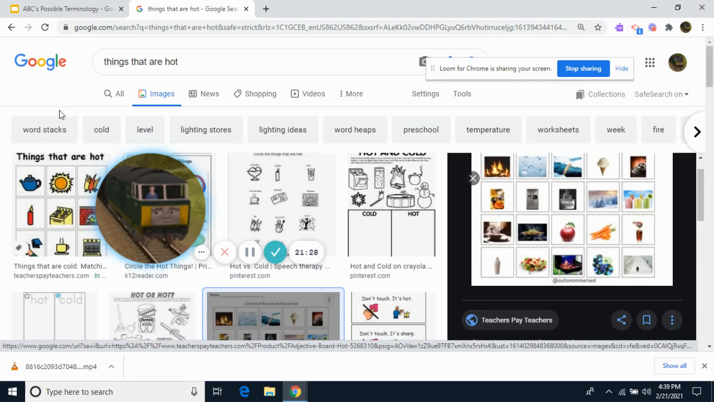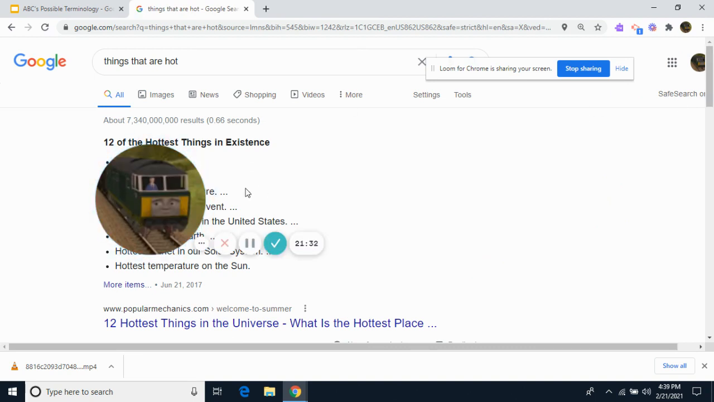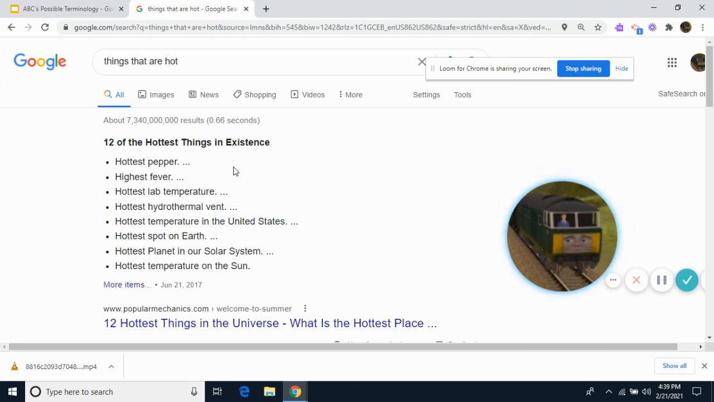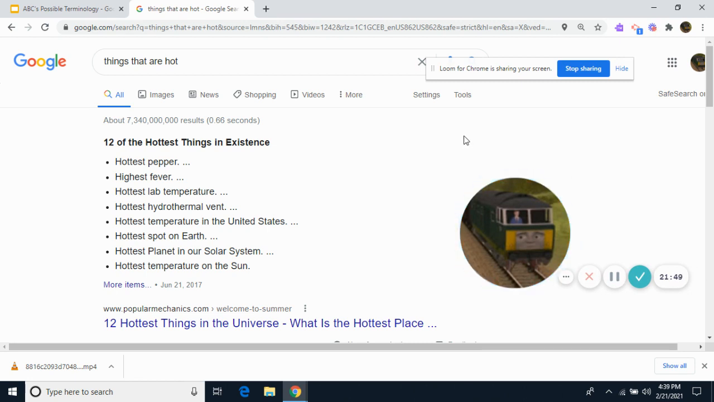Some of the things that are really hot include the hottest pepper. Oh God, the hot chips are really that hot. Many people are screaming for really, really hot. You know how hot it is. When you're feeling sick, you feel extremely hot, and you might even throw up. That's how hot you feel, like with the extremely highest fever. I have a feeling that you might die from the extremely highest fever. Like the hottest lab temperature, the hottest hydrothermal event, the hottest temperature in the United States, the hottest spot on Earth, the hottest planet in our solar system, the hottest temperature on the sun. Tell me in the comments.